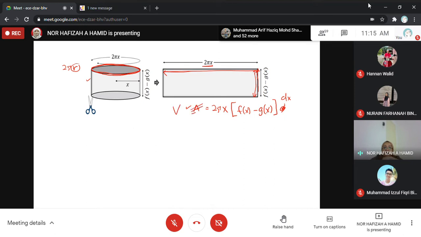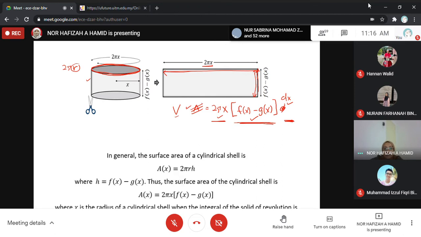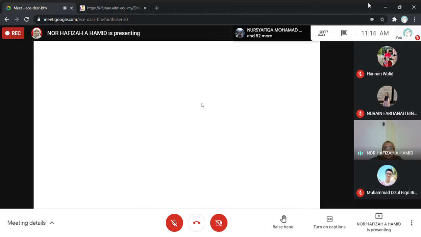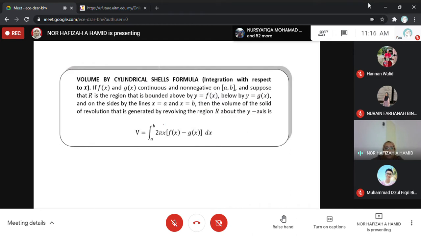So the area is not there. We have volume. So volume for the shell method is 2 pi x times f(x) minus g(x) times dx, where here you multiply the length with the height, and then multiply with the thickness. Okay, so you will get the volume. So this is the formula.